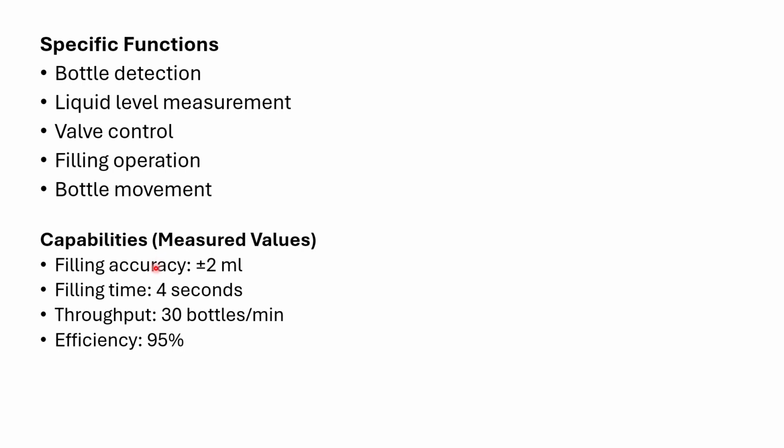The last one is the capability model. The capability model defines how well the system performs its operation. It represents the performance characteristics of the system. First is the filling accuracy. The accuracy we need to maintain for this automation system is plus or minus 2 ml. Then the filling time should be 4 seconds, the throughput will be 30 bottles per minute, and the efficiency of the system can be 95%. These capabilities determine the quality and efficiency of this automation process.